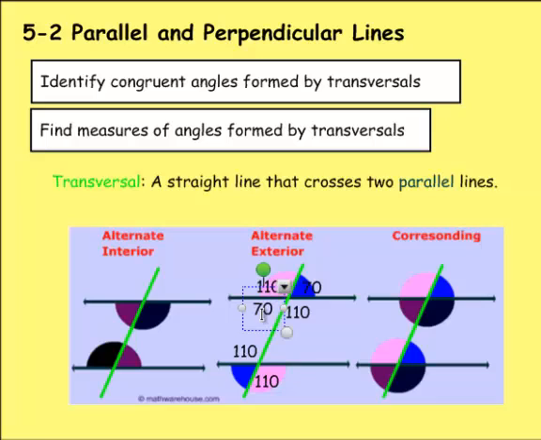And guess what? I can do the same exact thing. 70. Corresponding would be top right. And then alternate exterior would be 70 and 70. Because these lines are parallel, it makes all this possible. Let's try a couple problems.